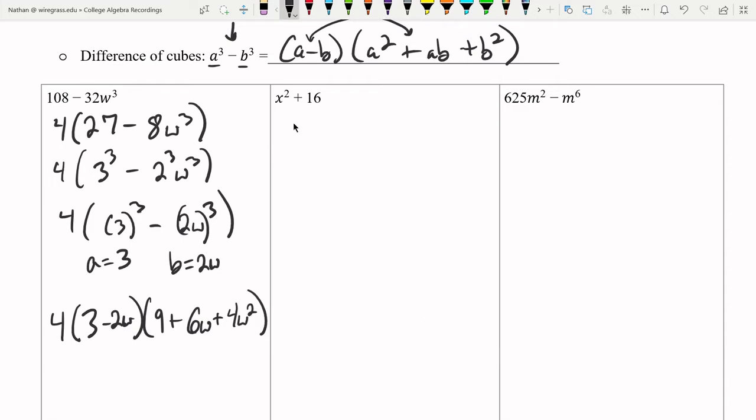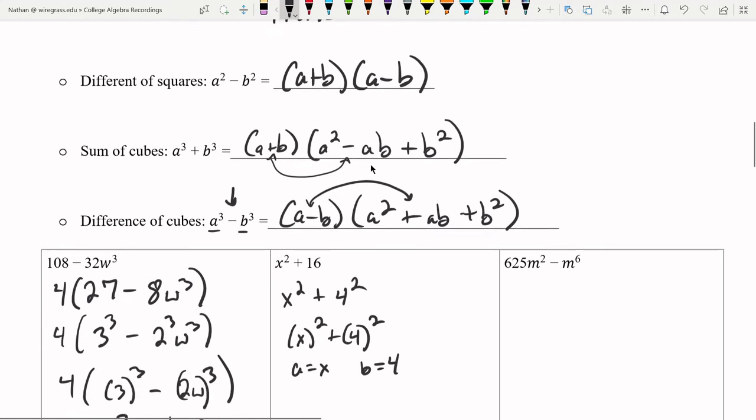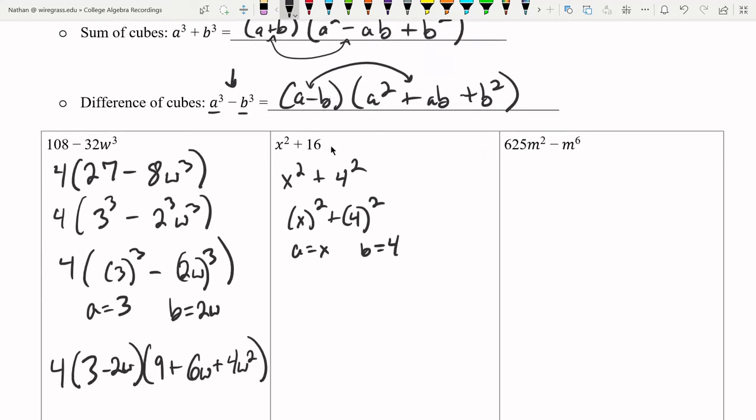All right, for the next one, I have x squared, and then I'm looking here for squares. 16 is the same thing as 4 squared. So I have x squared plus 4 squared. So a is x, b equals 4. However, this is a sum of 2 squares. It's prime. So I cannot factor this down. This is by itself the best that I can do.